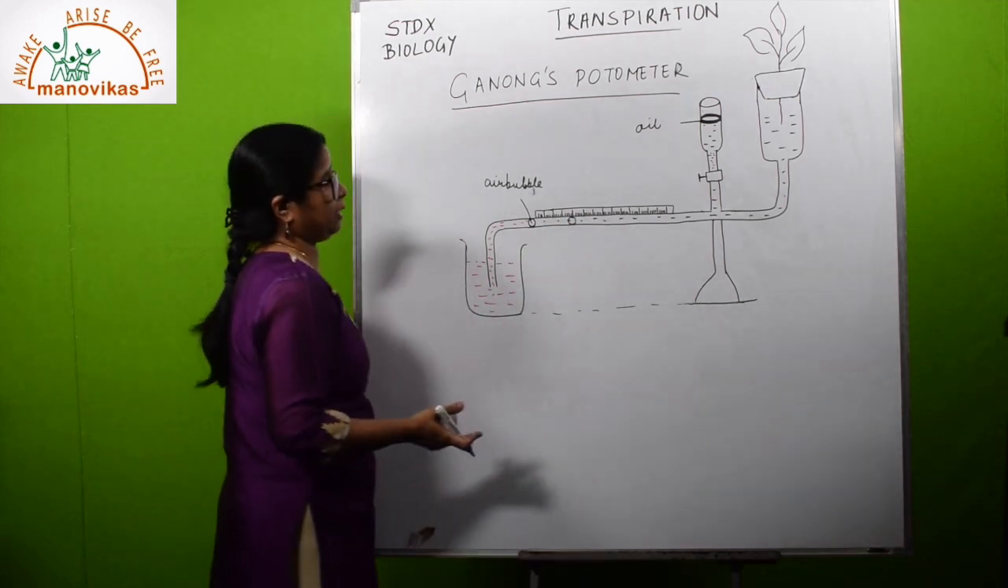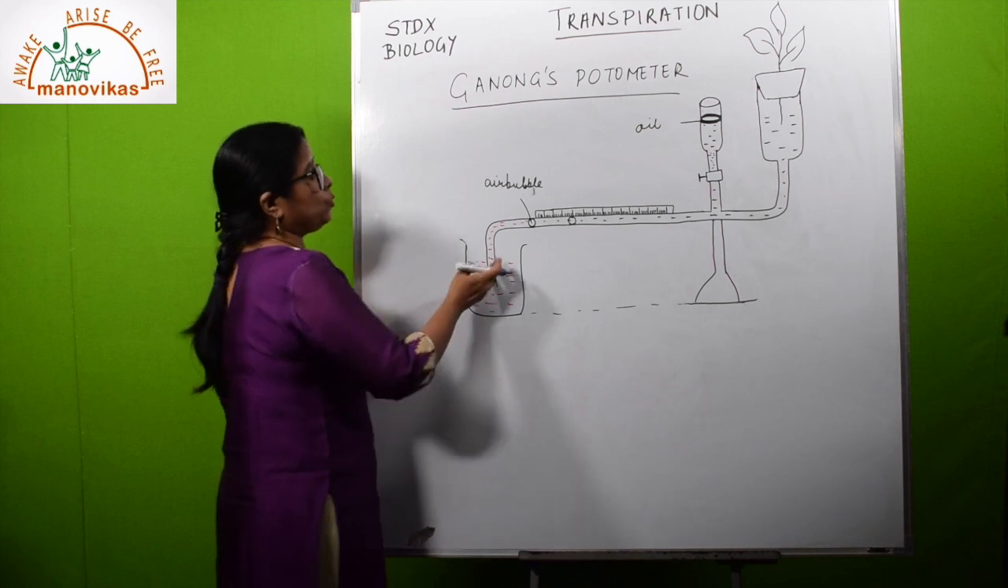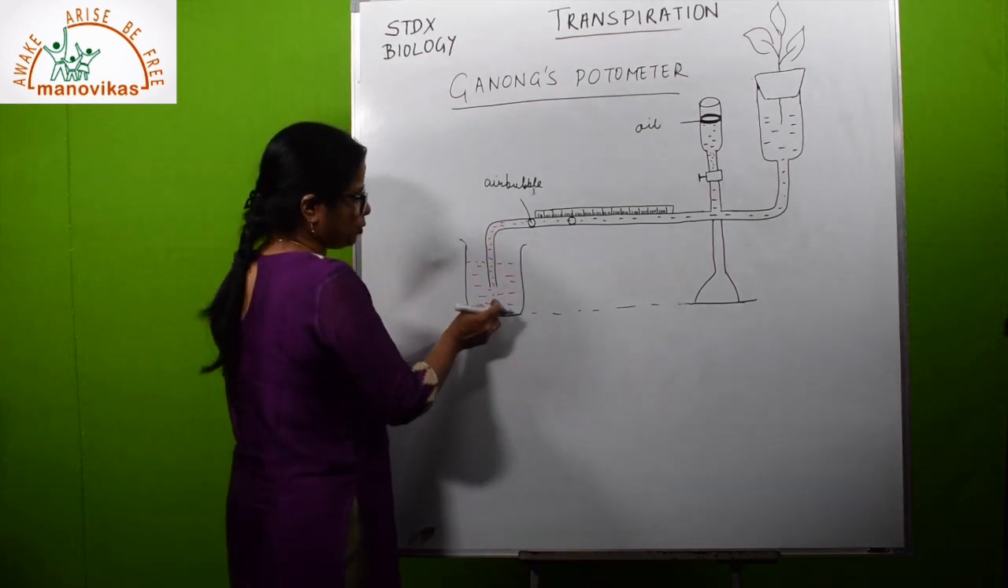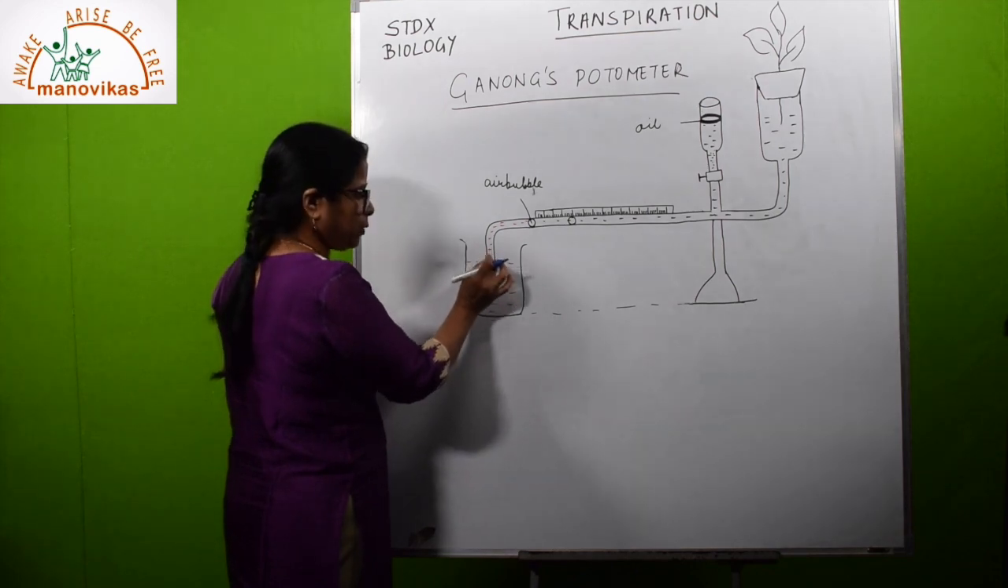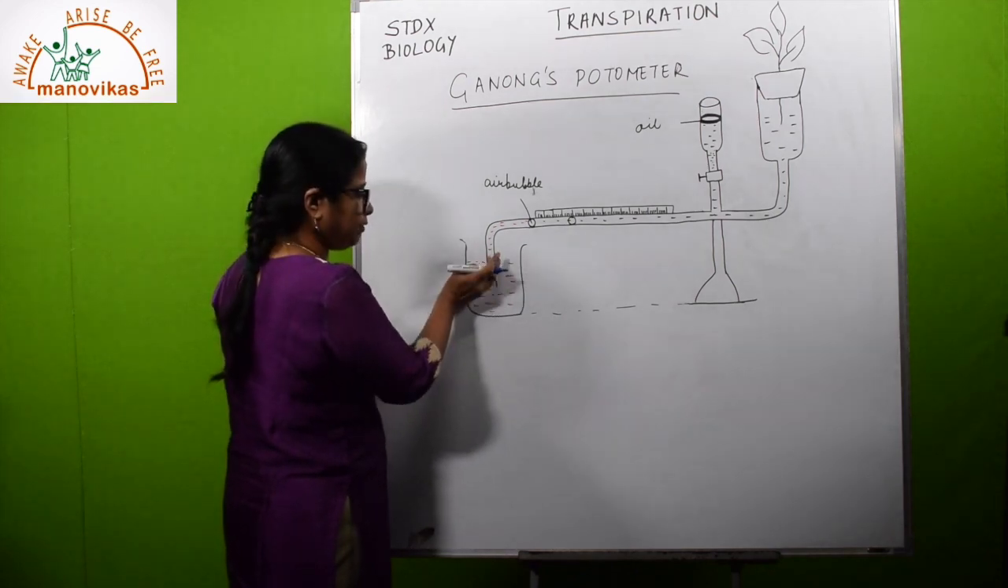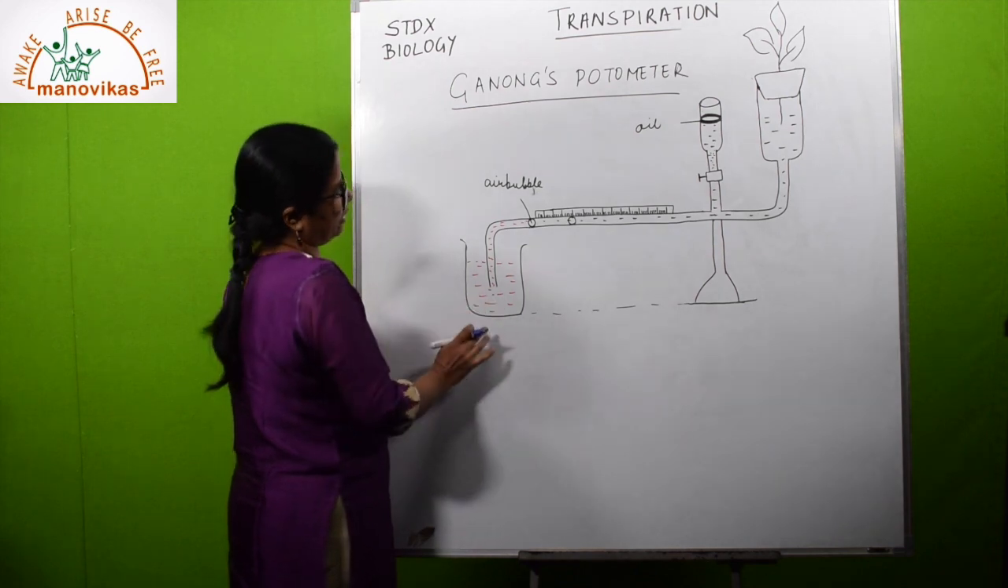Now many questions can be asked. How do we introduce the air bubble? We just lift it for a little while, allow air to very quickly enter and we quickly plug it with our fingers, and we again put it back in the colored water.